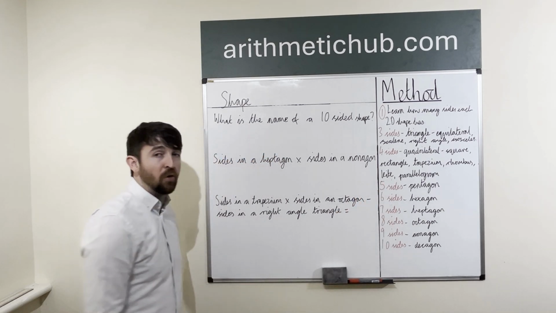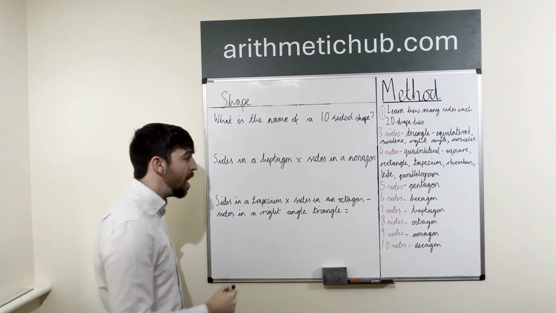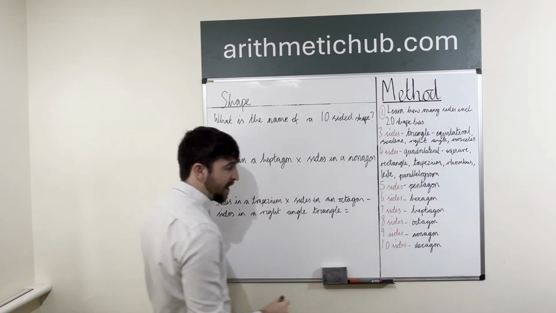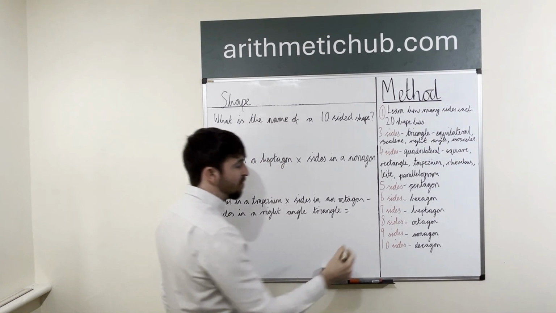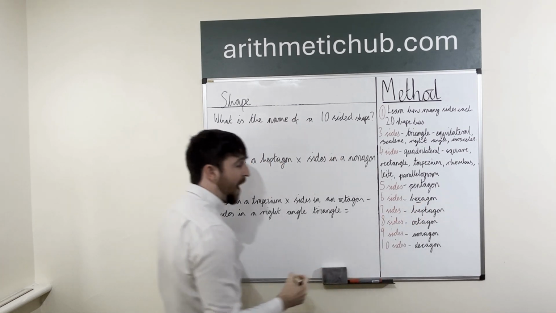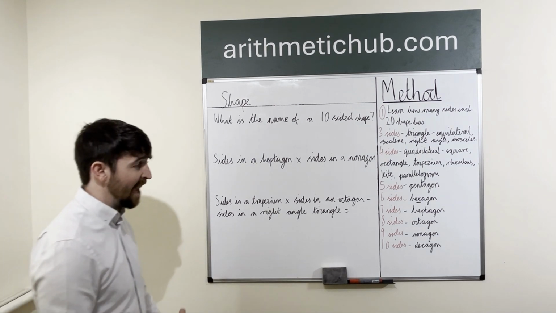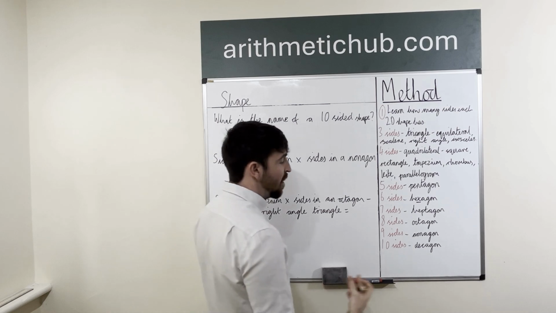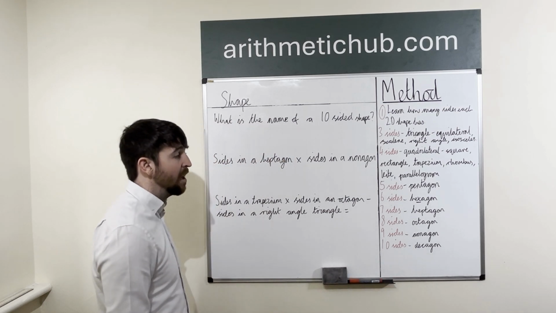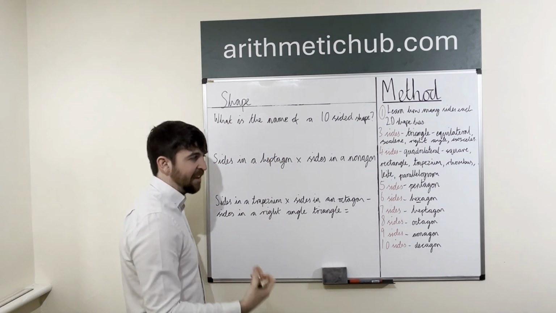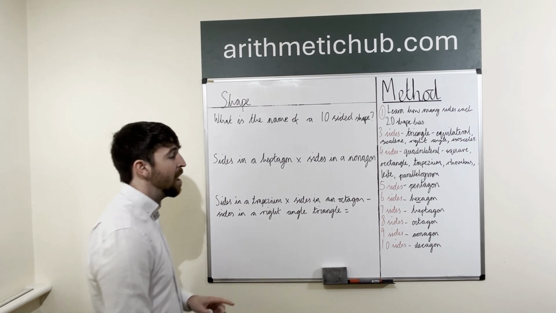5-sided shapes are called pentagons. 6-sided shapes are called hexagons, and actually I find it's really interesting and really helpful to remember hexagon has an X in it like 6 does. So hexagon has an X in, so does 6, and I find that a helpful way to remember it.